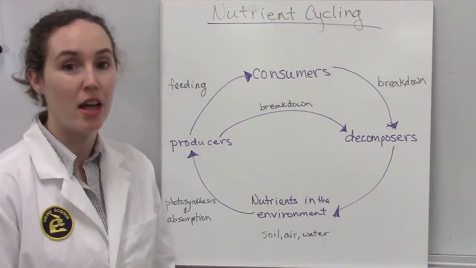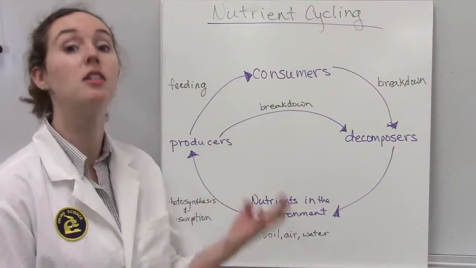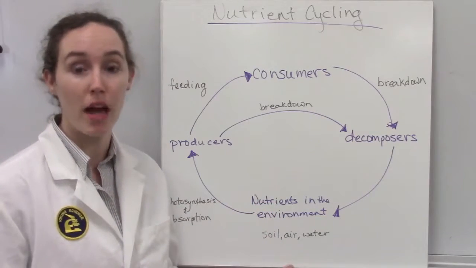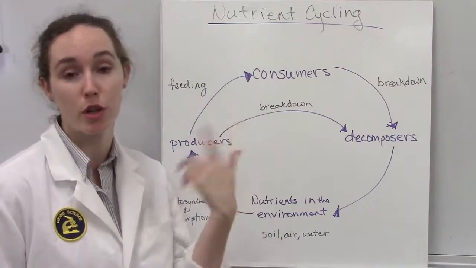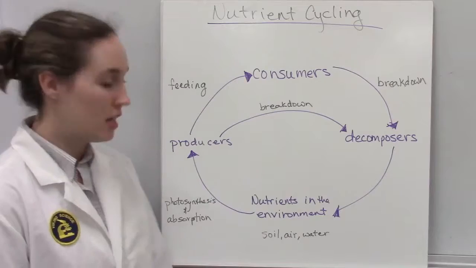In the environment, matter is constantly being cycled from non-living things to living things and back again. It's kind of neat that all of the matter that's on Earth now is just being reused over and over and over, and has been for 4.5 billion years.